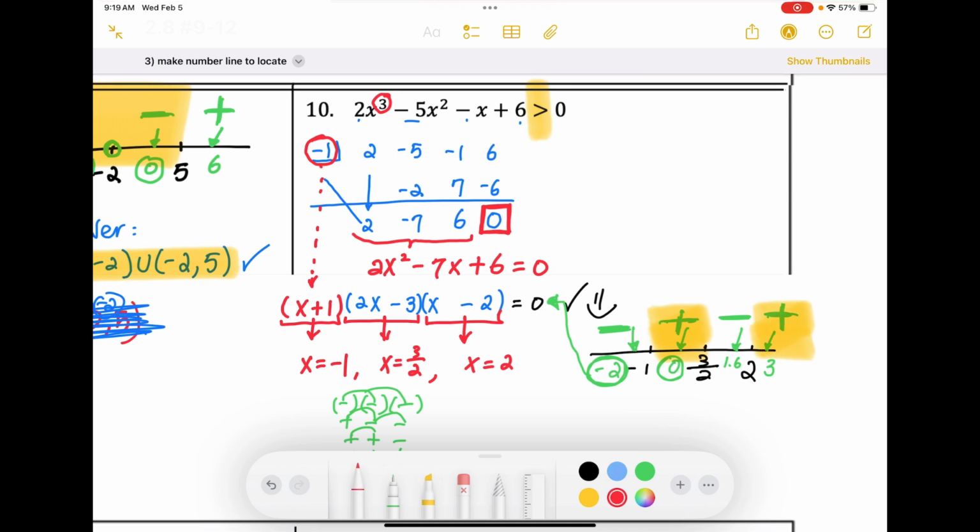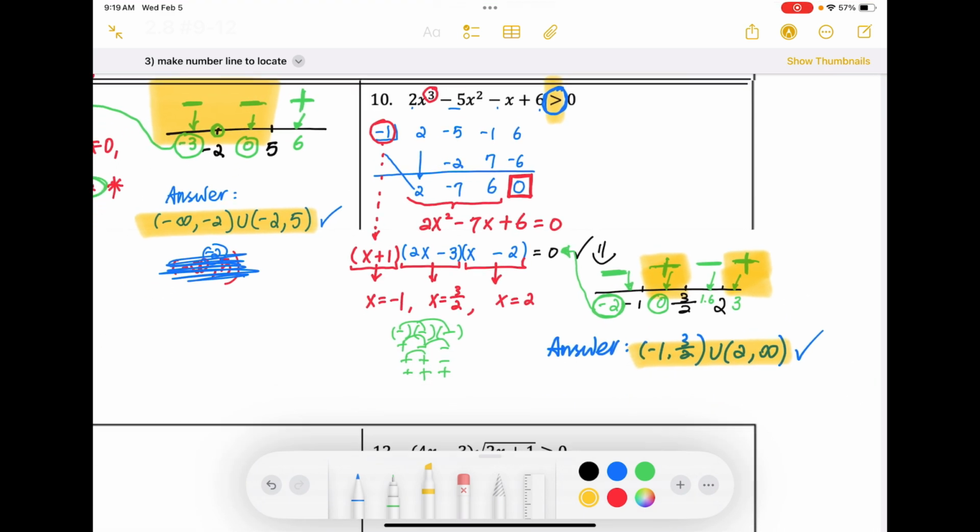Now remember, we mentioned to use interval notation to write out the answer. Now again, because you do not see an equal sign, I have to use the parenthesis to indicate. So from negative 1 to 3 over 2, I will get the positive outcome, and from 2 to positive infinity, I will also get the positive outcome. And yes, indeed, fun, fun, fun, no calculator.